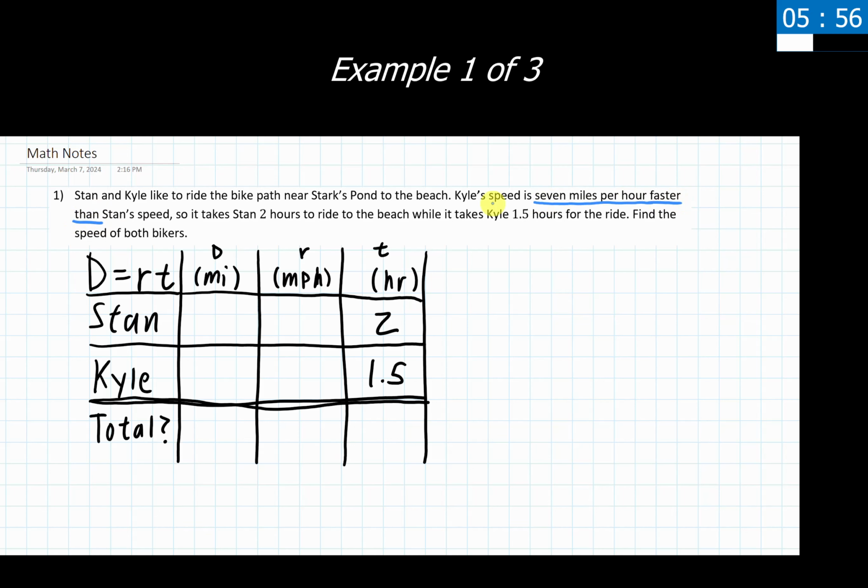Okay, so that means that if I know what Stan's speed is, or his rate, whatever that might be, Kyle's is going to be Stan's plus 7, because he's going 7 miles per hour faster than Stan's. So Kyle's speed is going to be Stan's, which is just R. I'm just going to add 7 to it to get to my final speed there.